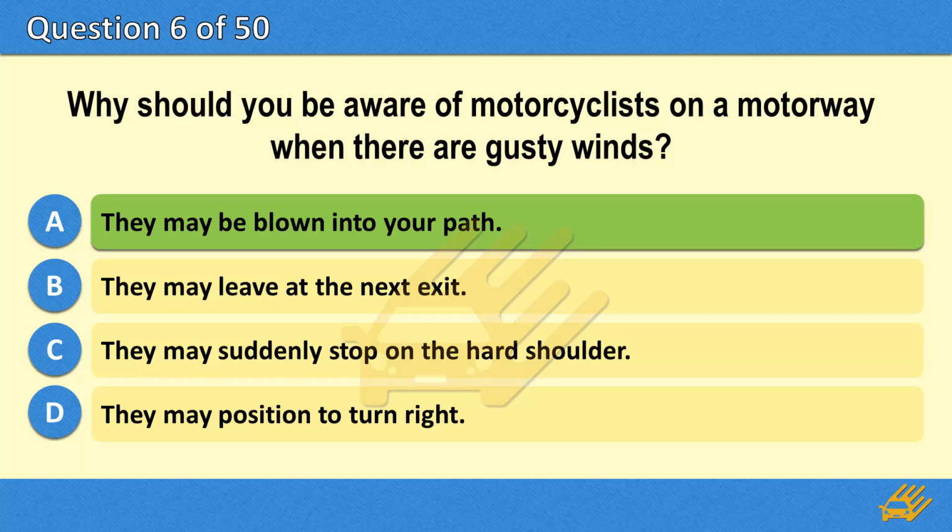The correct answer is A. They may be blown into your path.